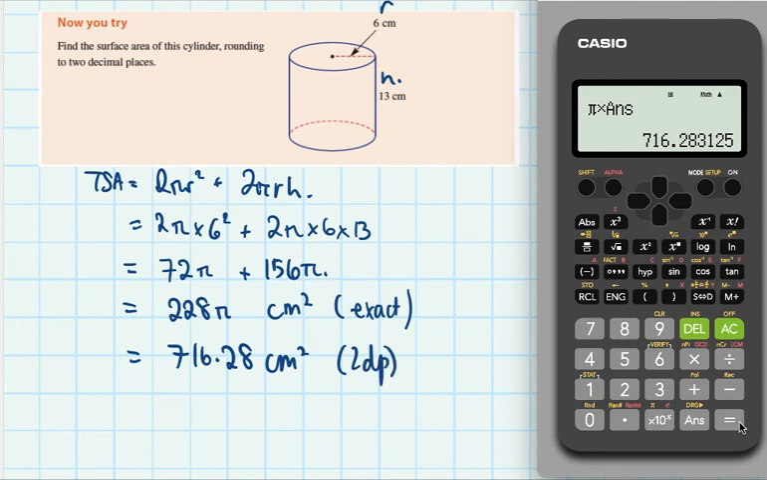That's a simple question on how to find the total surface area of a cylinder using our formula 2 pi r squared plus 2 pi rh. In the next video, we'll be looking at slightly trickier examples.